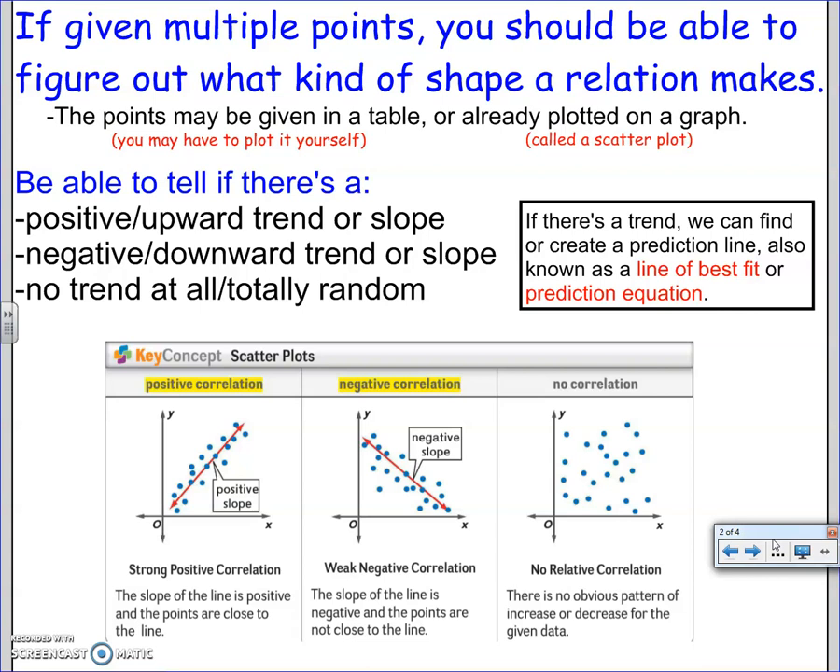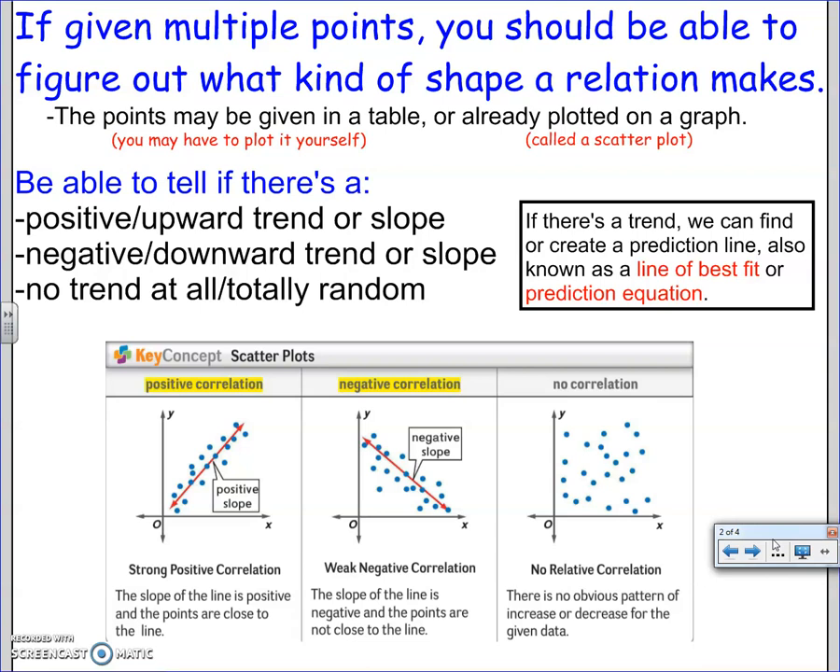Sometimes you're given multiple points, and you should figure out what shape or pattern they make. Sometimes it's already on a picture, called a scatter plot, or sometimes it's just in a table where you have to plot it yourself. But once you see it, you should tell if there's an upward trend, meaning positive slope, a downward trend, meaning negative slope, or no trend at all, so it's totally random.